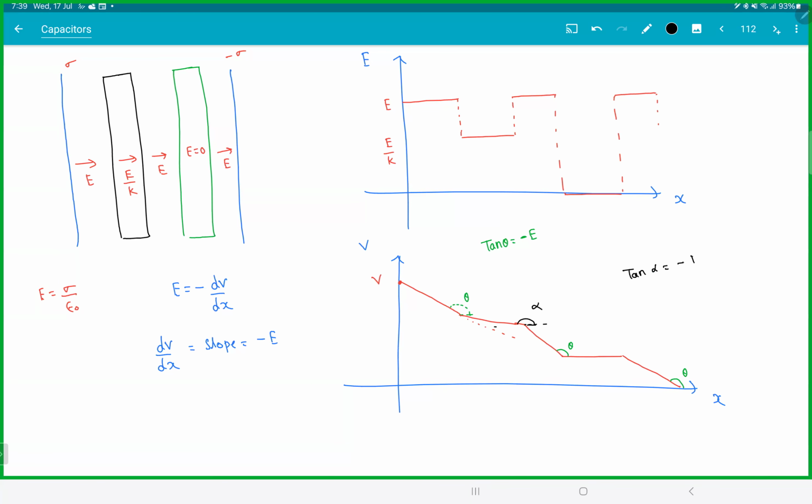The tan alpha will be minus E by K. So this is the line which belongs to the dielectric. It will be more flattish because the slope is less. Are you getting it? So you'll have three parallel lines which are coming down, and one horizontal line, which is a conductor. For the conductor line, the potential is constant. So this guy would be 0.